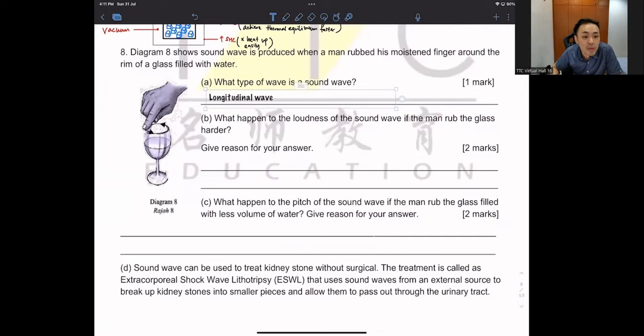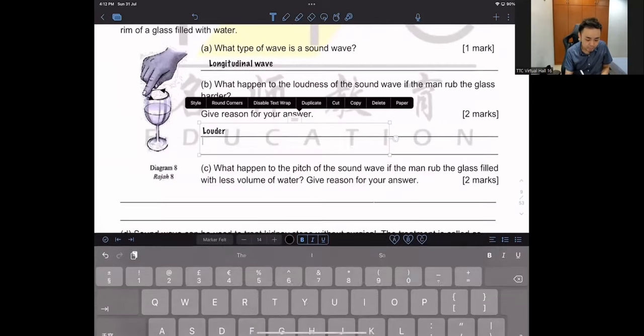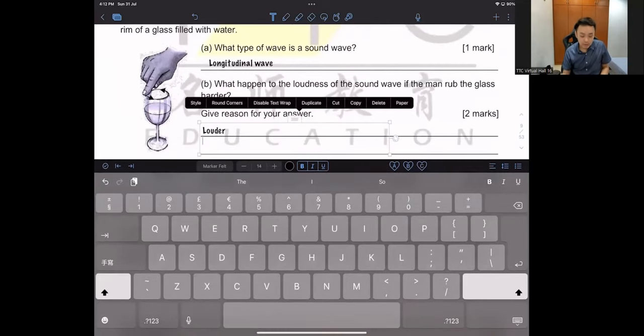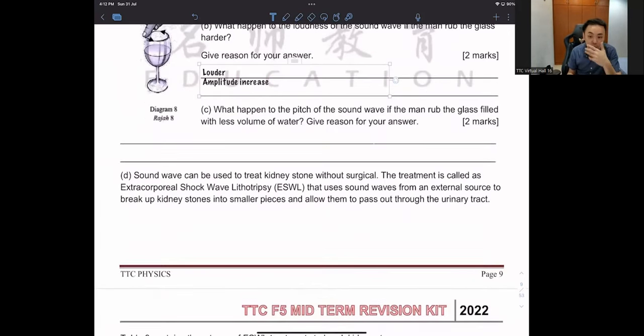What happened to the loudness if the man rubs the glass harder? Give your reason. Simple. Rub harder means what? More force. What do you think? Exactly. Louder, right? First of all, loudness increases. Why? Reason? Yes, because when you rub harder, what happened? The amplitude increases. Okay, you can put them in a sentence yourself now.